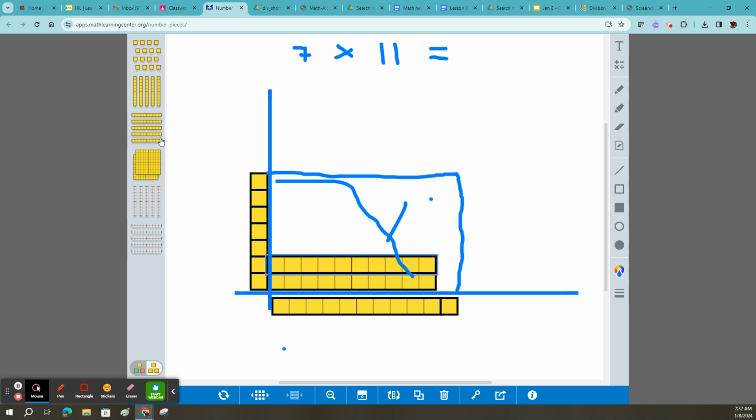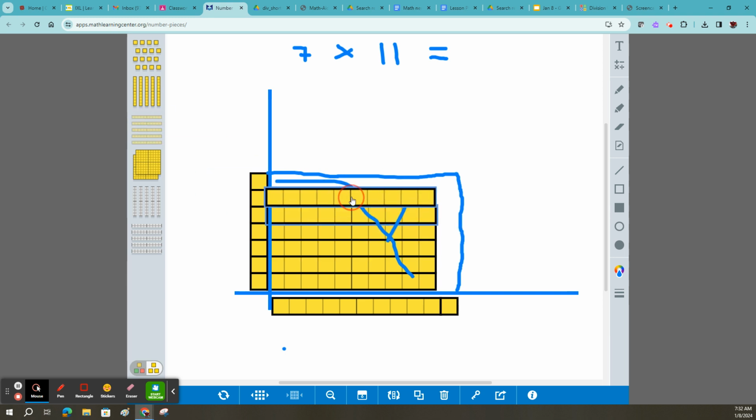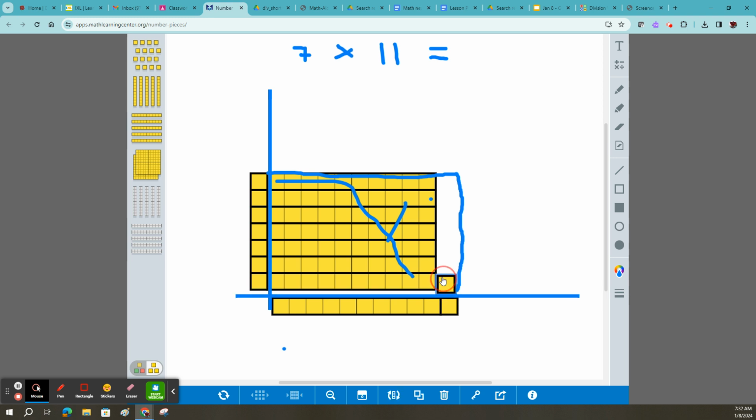1 times 10 is 10. 1 times 10 is 10. 1 times 10 is 10. 1 times 10 is 10, and so on for each row, until all seven rows are built. Cool. 1 times 1 is 1. Oh, this thing can be finicky sometimes. There we go. 1 times 1 is 1. And we can see how this area is just getting built in as we multiply.